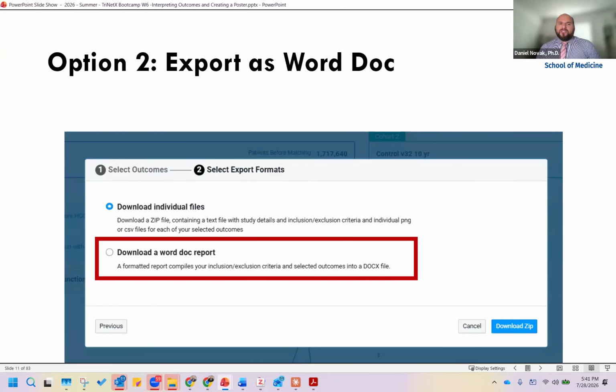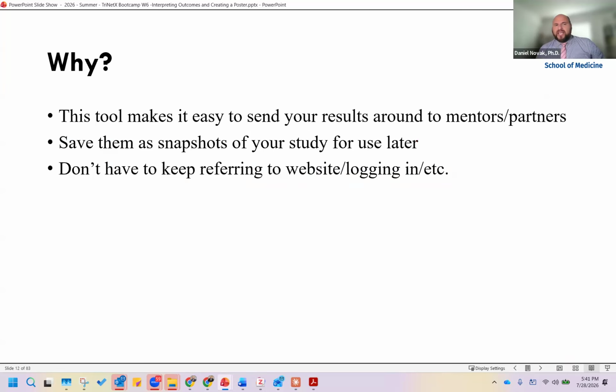You can also, in addition to downloading all of your data files as outcomes, as Excel sheets, choose a Word format. Now, this format I recommend because it really makes it easy to send your results around to mentors and partners. It takes a good snapshot of all of the components of your study in a really nice, clear way. And you can archive them.